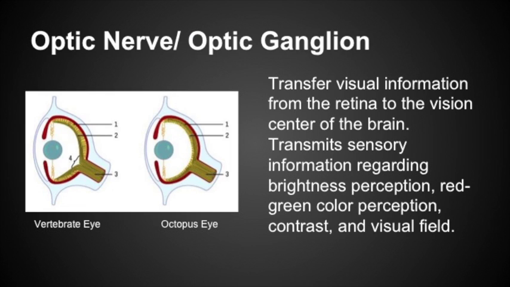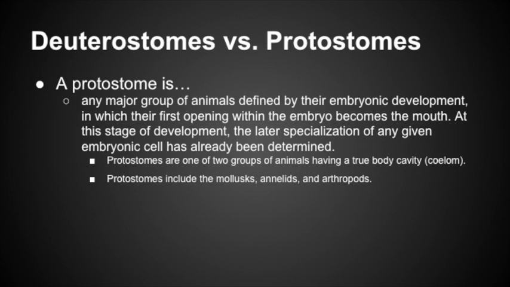Finally, we cover the optic nerve or optic ganglion. This structure serves as a railway system for visual information to quickly and directly be transmitted from the retina to the center of the brain, or the visual cortex.